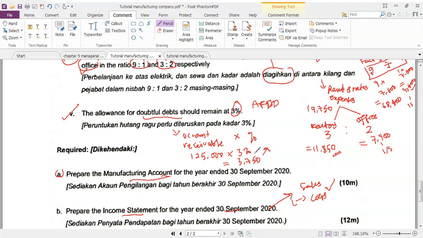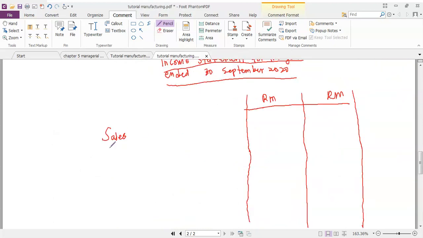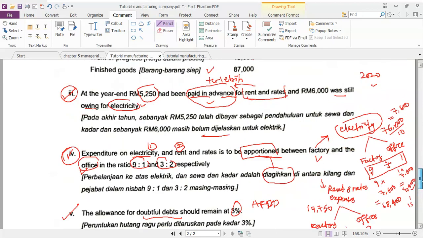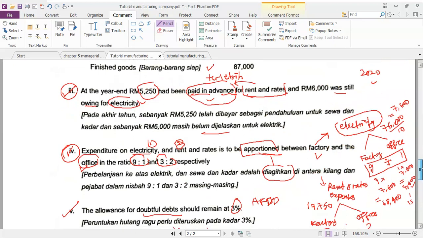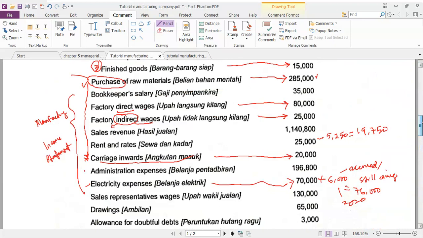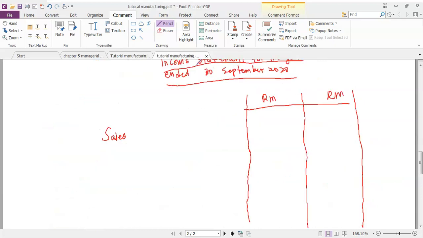So the AFDD amount, where should we put it? Inside the factory, inside the manufacturing account, or inside the income statement? The answer is we should add it in the income statement. So let's find the sales in the income statement. This is the sales, 1,140,800. They put it at the end earlier.